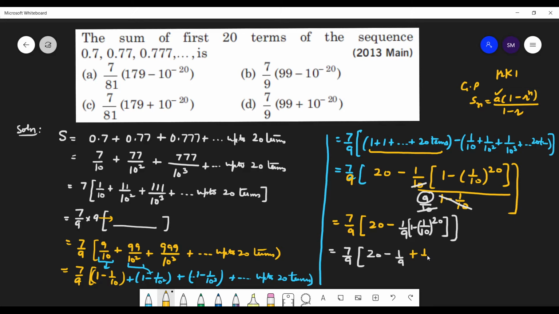Okay, Anshita, shall we start the next question? Yes, sir. Okay. So students, getting comfortable now? See, the more questions we practice, the more comfortable we will be. Okay, now let us do a couple of questions of harmonic progression.